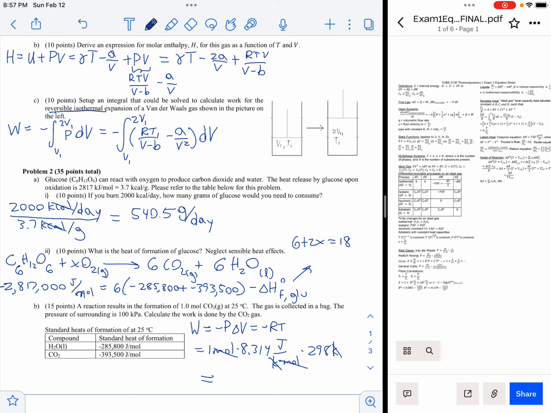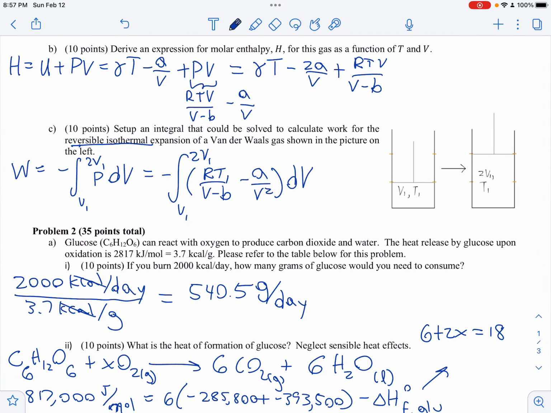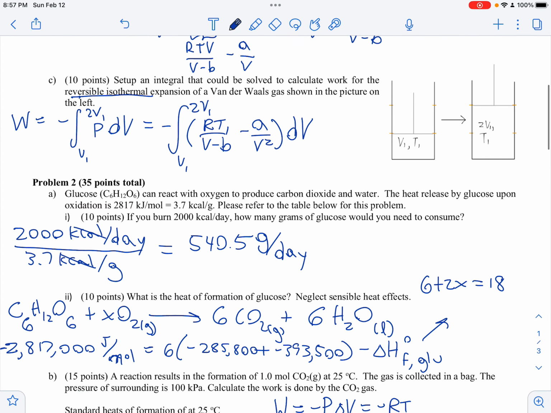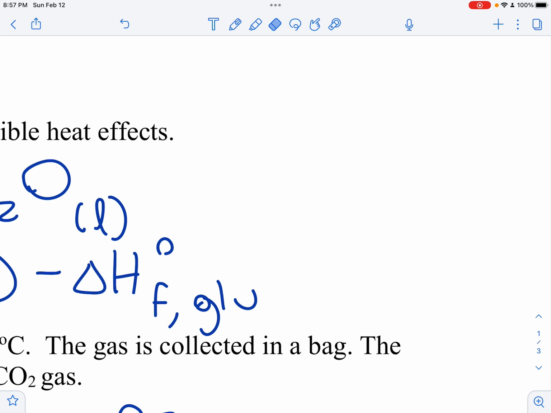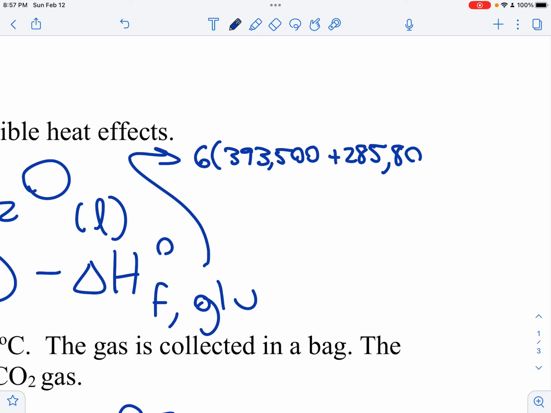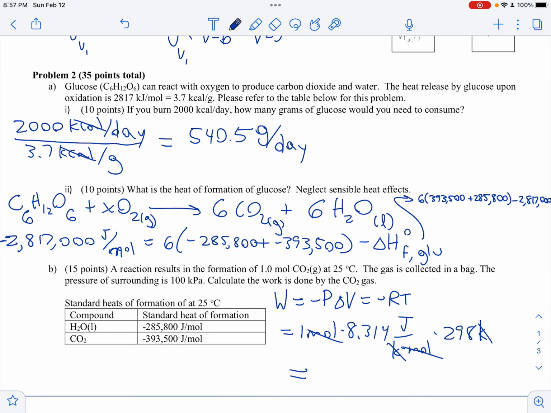And so this delta HF is, I didn't leave myself much room. I'm going to erase some. I wouldn't normally erase that, but I don't have a lot of room to write with here. The iPad is not so precise, so I can't write as small as I can with a real pencil. But this is going to be 6 times 393,500 plus 285,800 minus 2,817,000, and this is delta HF of glucose.